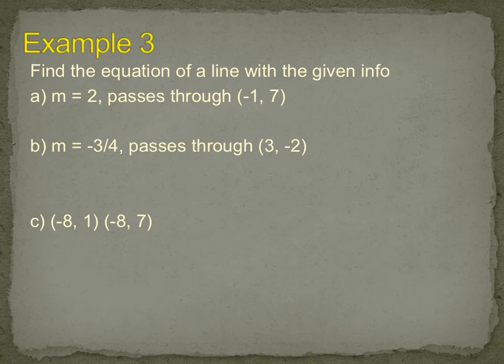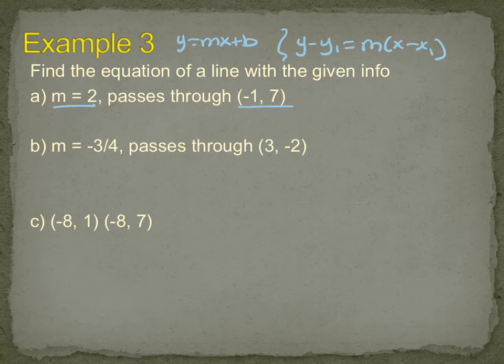All right, example 3. Find the equation of a line with the given information. So now I'm giving all different kinds of information, and depending on what kind of information I'm given, I might pick a different equation to plug into. You can either plug into y equals mx plus b. If you were given the slope and the y-intercept, that's the easiest. You can plug into point slope, y minus y1 equals m times x minus x1. I do that if I'm given point and slope. And then I wouldn't plug in a standard form. You don't have an A and a B, so you can't plug in a standard form.